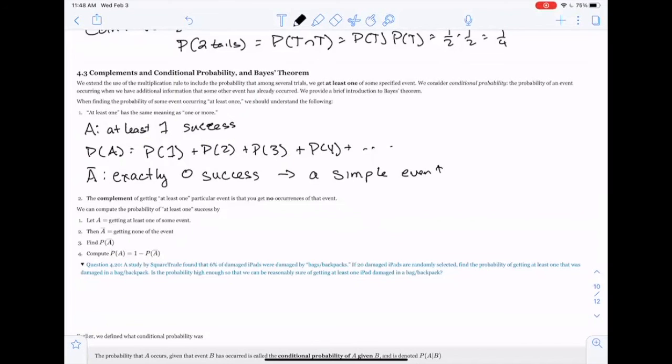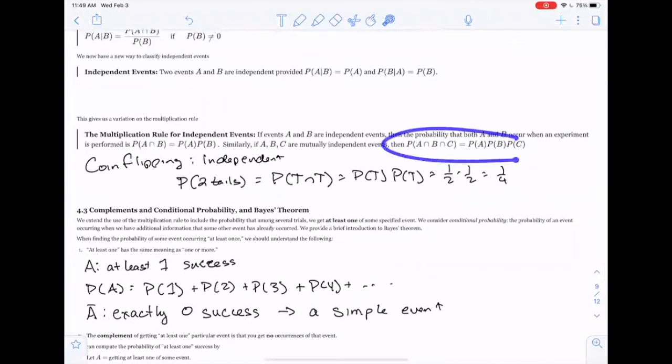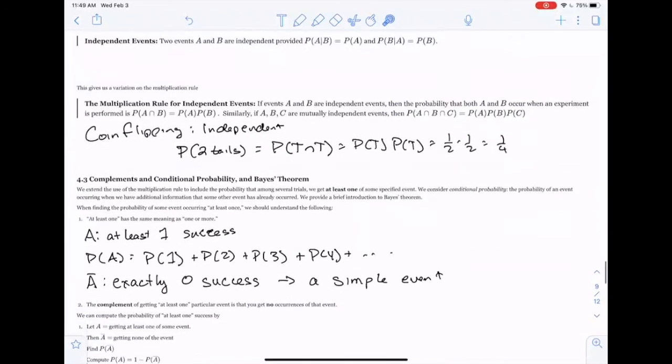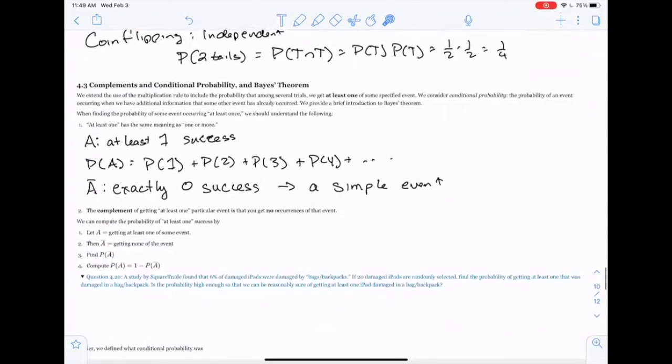And so what this allows us to do is use this idea of complements we had in the previous video to find the probability of A, right? We can let A be the probability of getting at least one success. A complement is getting none of them. We can find the probability of A complement a lot of times by using this result up here, by multiplying these independent events, and then compute the probability of A by using that complement formula of 1 minus the probability of the complement.